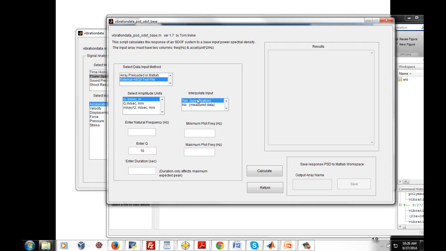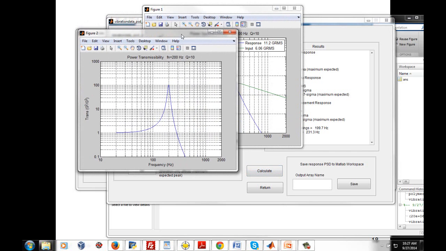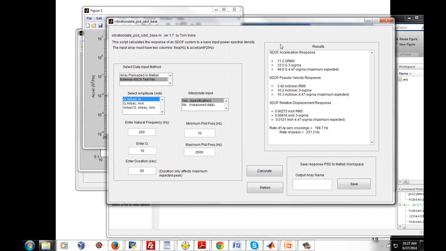Since it's a spec with 4 breakpoints, we do need to interpolate it. We'll go with 200 hertz natural frequency, Q equal to 10. Let's plot from 10 to 2000 hertz. Now we're going to input duration, and this is actually not going to affect the parameter that we're interested in. This would only be for the Rayleigh distribution type calculation, but I'll just type in 60 seconds. So when we calculate it, we've got graphs coming up, and a table of results here, a list box, whatever you want to call it.